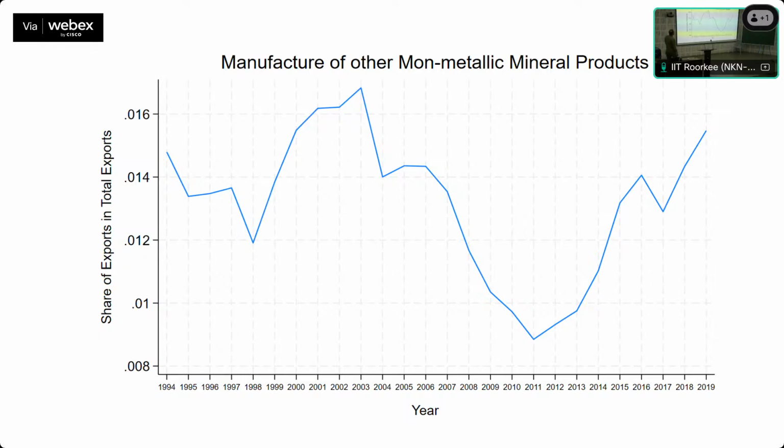Non-metallic mineral products, it's pretty much the same. There is a big up, there's a big down, and then it's going up. Again, there's a business cycle associated with it. So this is not saying too much. And even if you compare this to that, there's not much change. Much the same.